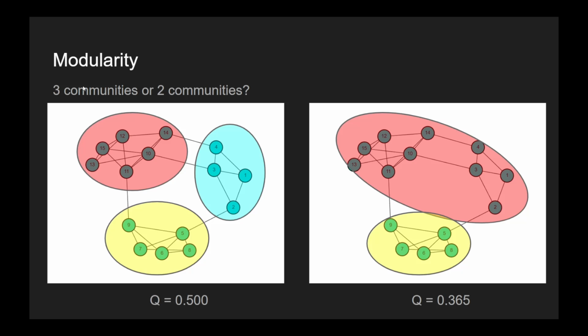If we look at the modularity of the original communities we were looking at, now we can answer this question: which is better, 3 communities or 2 communities? Well, objectively, at least now we can say that if you have these 3 communities here, you have a modularity score of 0.5. And if you have these 2 communities, you have a modularity score of 0.365. So now, rather than our personal opinion, we can say, well, the modularity of this is better.